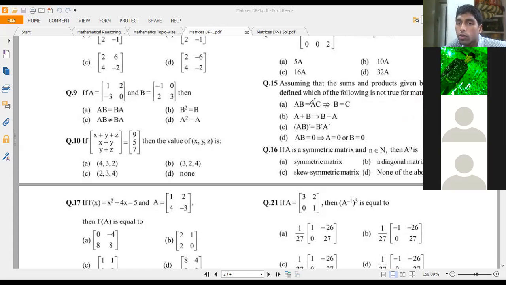One second. AB equal to AC. When can we cancel it? Sir, a question. Wait. We can cancel it when it is a non-singular matrix. Okay. Non-singular matrix का मतलब एक बार बोलेंगे? Determinant not equal to 0. Okay. But if it is a singular matrix, you cannot cancel.